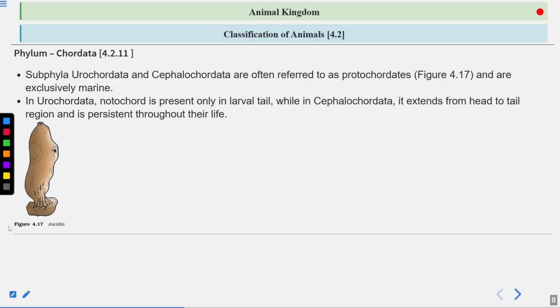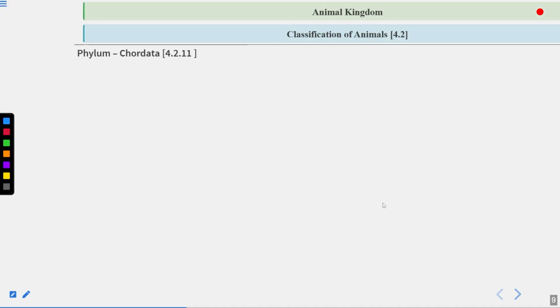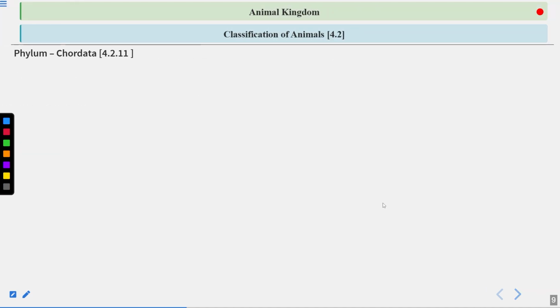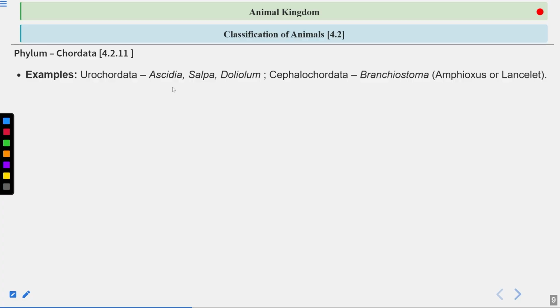This is one of the examples, Ascidia, a protochordate. Here it is referred to as protochordates. Figure 4.17 shows Ascidia, which belongs to the protochordates. Now some examples of Urochordata: Ascidia, Salpa and Doliolum. These are three examples of Urochordata.